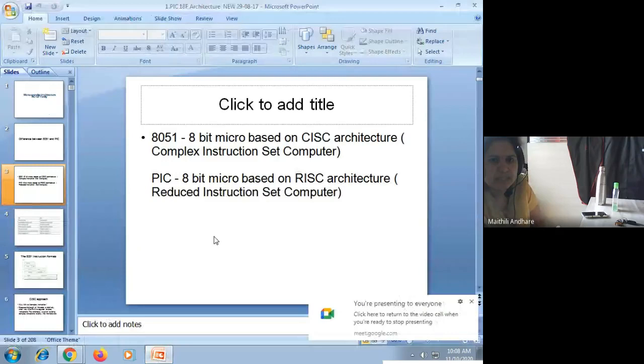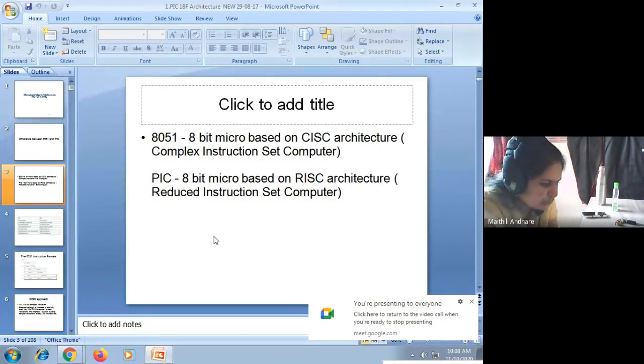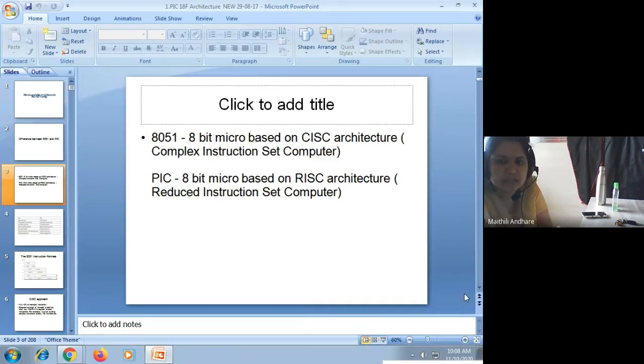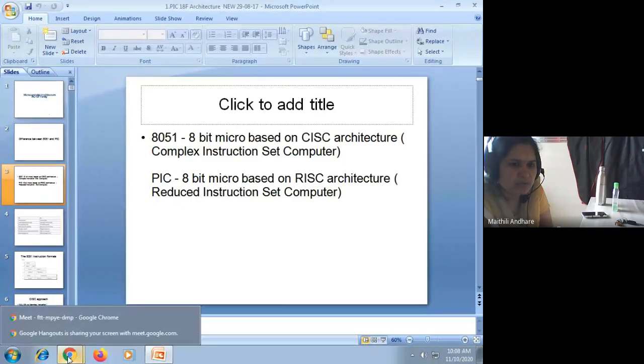Basically, PIC is again an 8-bit microcontroller. What I told at the time of 8051 is that the very first and important thing is the size of the microcontroller, so 8-bit. What is the significance of 8-bit? 8051 is an 8-bit microcontroller. PIC is also an 8-bit microcontroller. So what do you come to know from 8-bit?